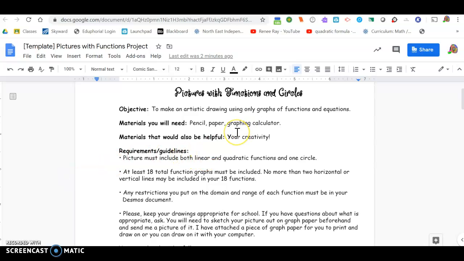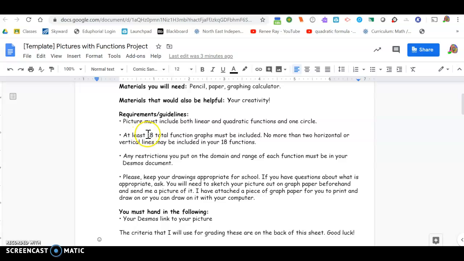So I have included in Google Classroom a piece of graph paper for you to either print and draw on, or if you have a touch screen or an iPad kind of computer where you can draw on it yourself. And I will need you to send me your drawing before you start on the actual computer work. Your picture needs to include both linear and quadratic functions and one circle. Last week we did circles, they were pretty easy.